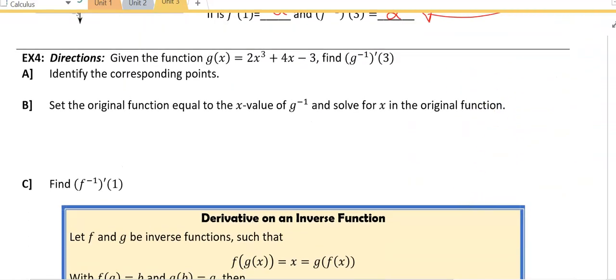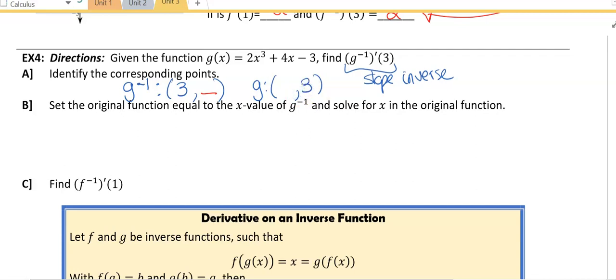Okay, example 4. Given the function g of x equals 2x cubed, find g inverse prime of 3. So we have to find the slope of the inverse. If we know the slope of the original, we would just do the reciprocal. First things first, identify the corresponding points. For g inverse, the corresponding point would be 3 and then a question mark. And for g, that means the 3 becomes the y value because x and y switch.